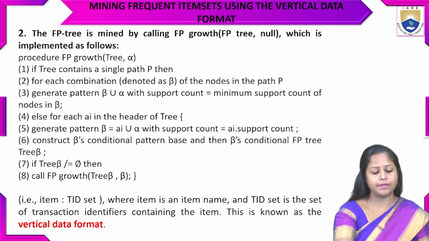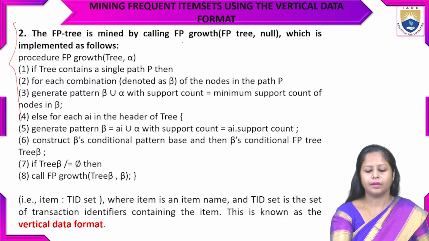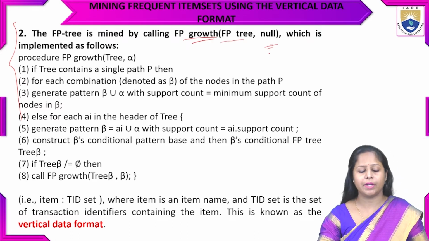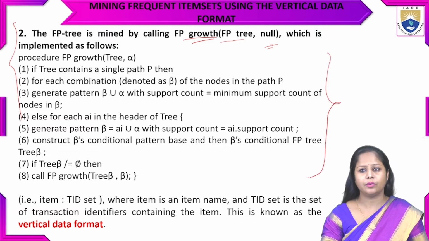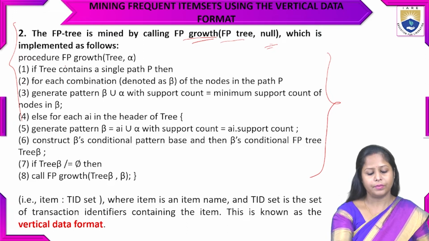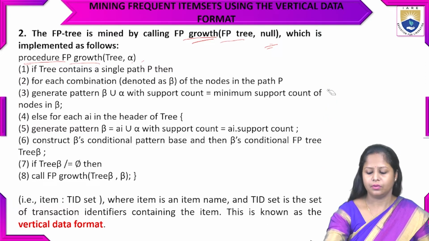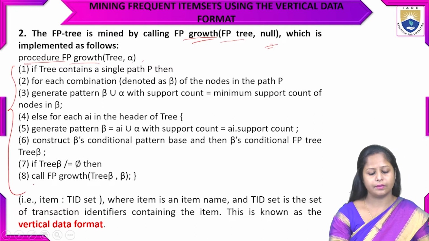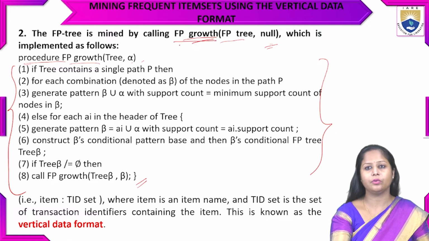The second step is that the FP tree is mined by calling the FP growth function, FP_growth(FP_tree, null). This is the algorithm to implement the FP growth function. We write the procedure FP_growth(Tree, alpha), and here are the steps to run the function.